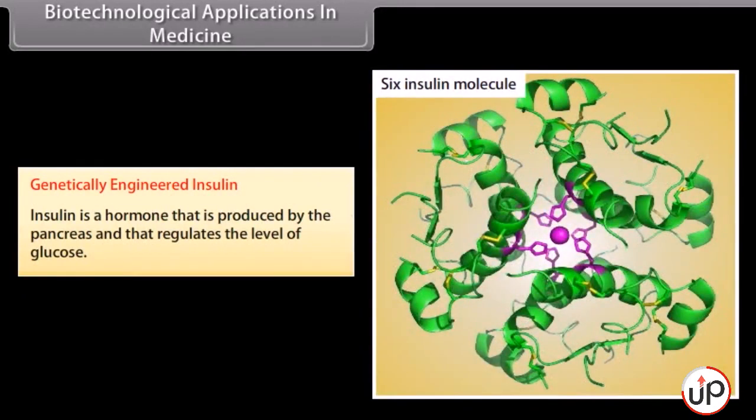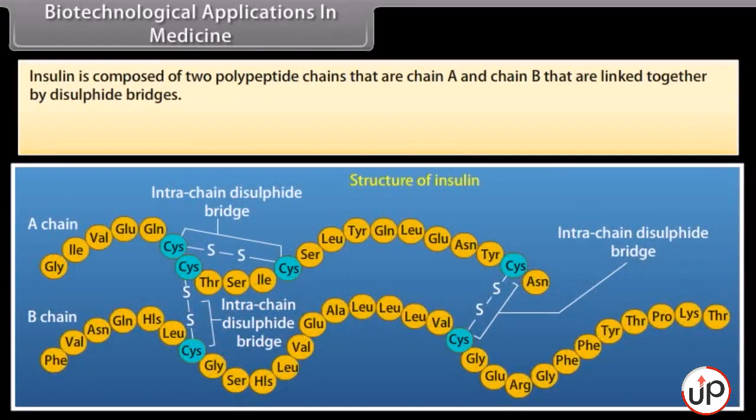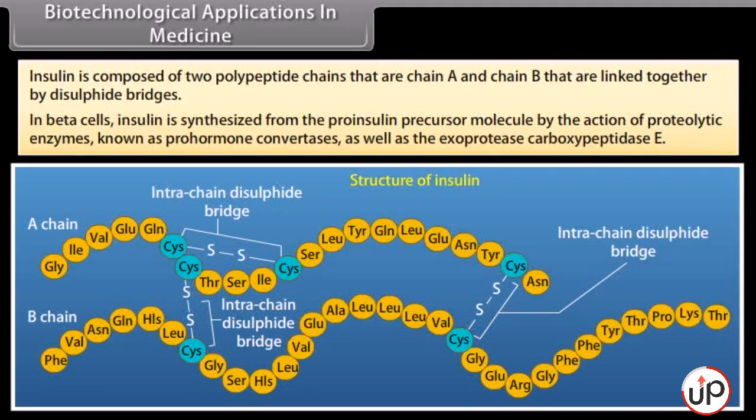Biotechnological applications in medicine. Genetically engineered insulin. Insulin is a hormone that is produced by the pancreas and that regulates the level of glucose. Insulin is composed of two polypeptide chains, chain A and chain B, that are linked together by disulfide bridges. In beta cells, insulin is synthesized from the proinsulin precursor molecule by the action of proteolytic enzymes known as prohormone convertases as well as exoprotease carboxypeptidase E.